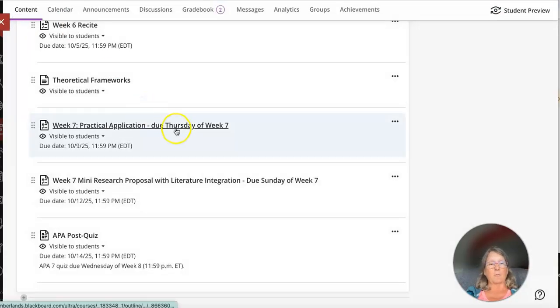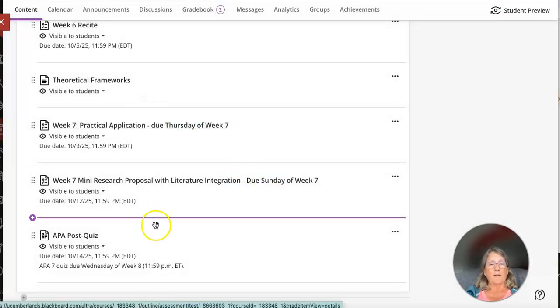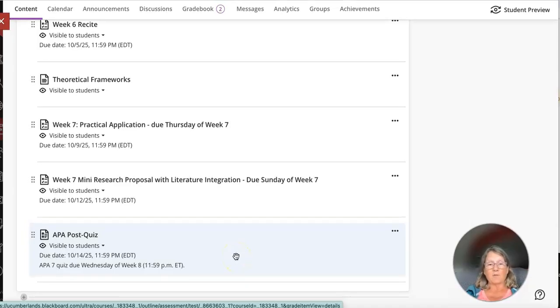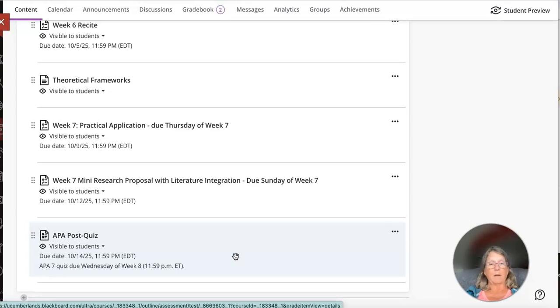It's worth 300 points. Once you finish that, or at any point during Module 4, you can complete the APA post quiz. It's the same quiz that you took earlier, except there's only 2 attempts this time. And that is due no later than October 14th.